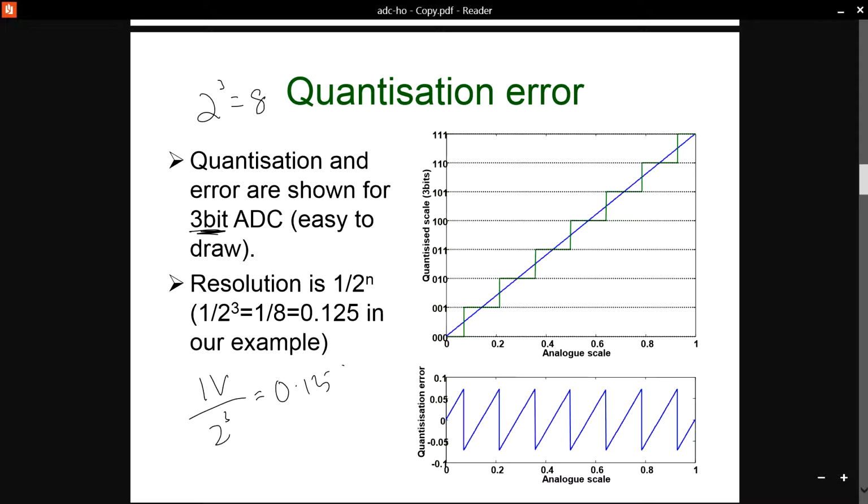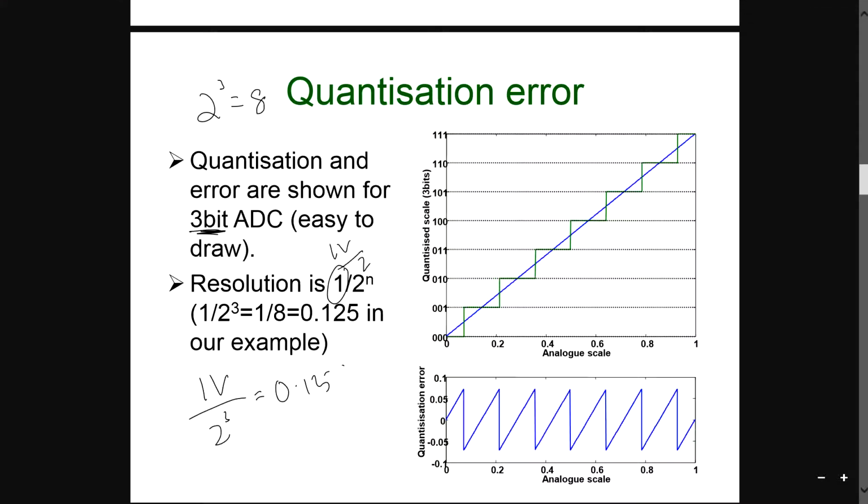Over here it's just saying 1 volt divided by 2 to the power of 3. If it's 50 volt, you will have different values. So 2 to the power of 3 tells you how many possible values you can represent for your 50 volts. And the error, the quantization scale, is this.